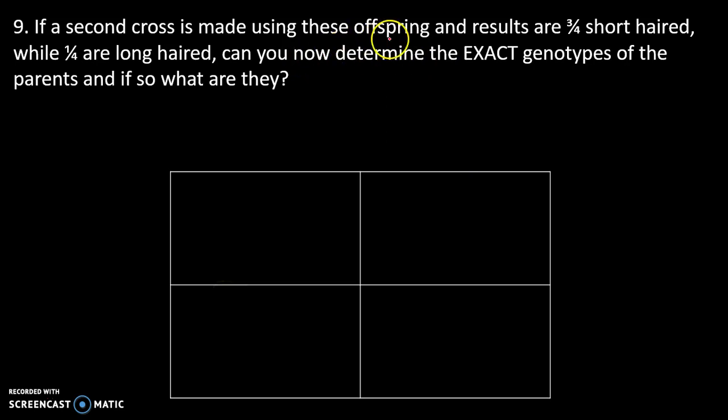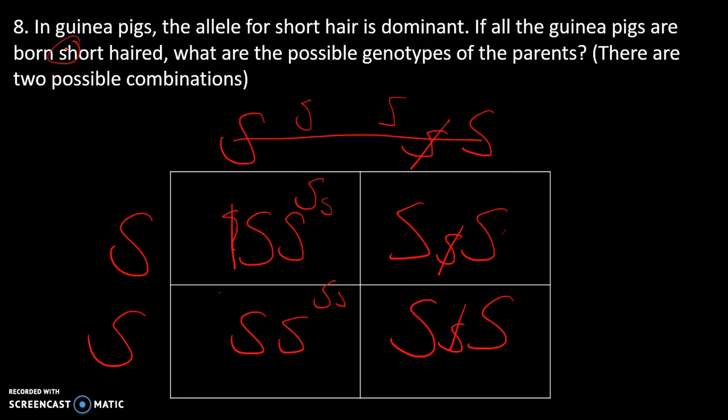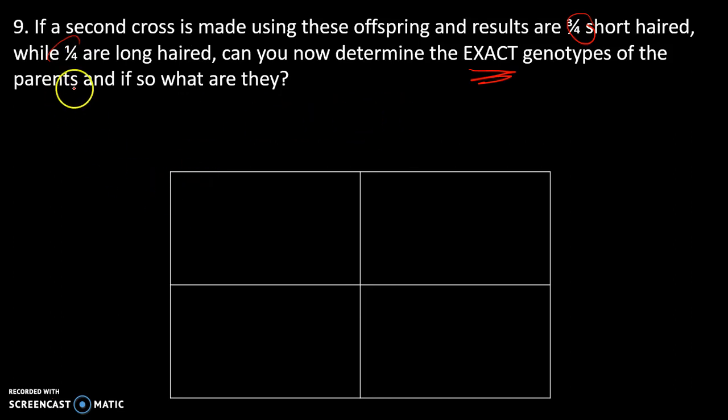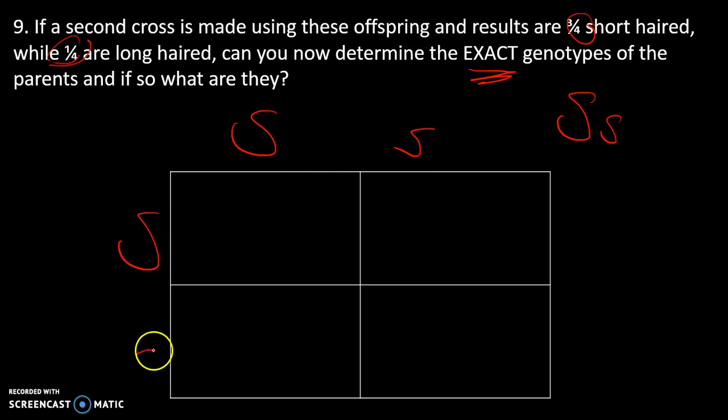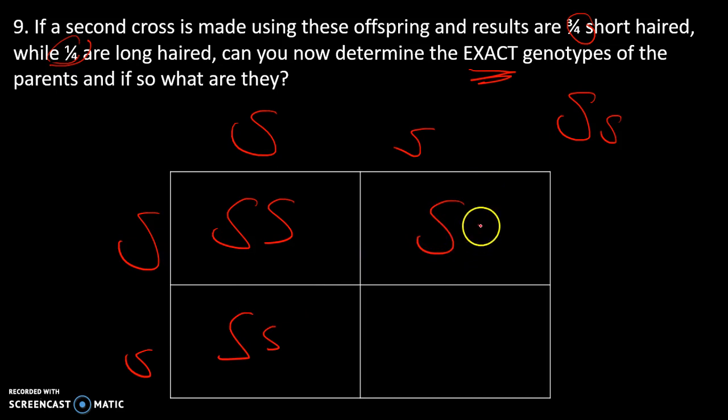If a second cross is made using these offspring and results are 3/4 and 1/4, what is the exact genotype? So again, what we should see is 3-to-1, and we know when it's 3-to-1 that we're going to need heterozygous. So if we have a heterozygous, then what we end up with is 3 of them being short-haired, and then this 1 here being long-haired. So the parents would be heterozygous.